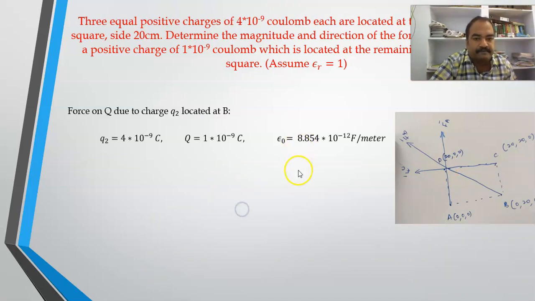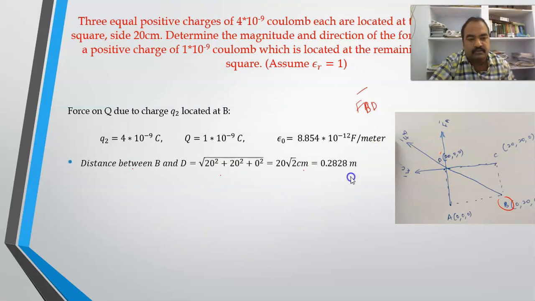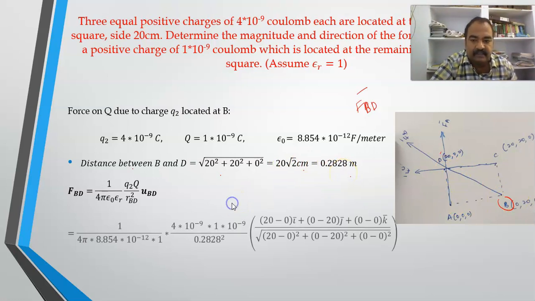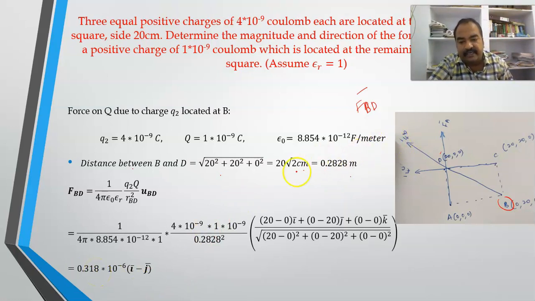Now similarly for FBD, the force due to the charge at B on D. It will be in this direction. See the distance now, it is just like the diagonal of a square. That's why the distance is 20 root 2 or 0.2 root 2. This is the answer, and I have computed this one. See how much I am getting. It is 0.318 micronewtons, in the direction i minus j.